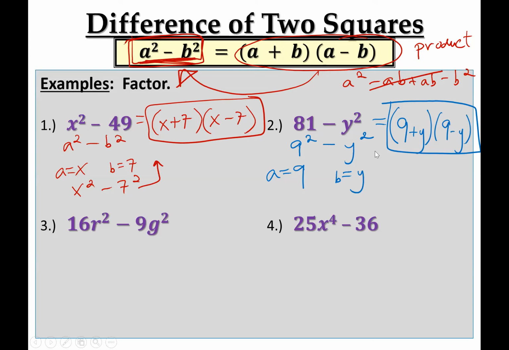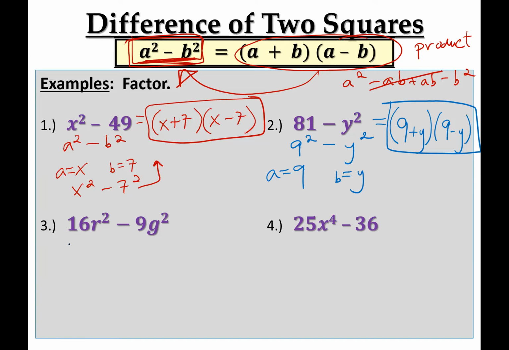Once again, you could check using FOIL. All right, let's see a few more. Number 3, 16r squared minus 9g squared. Now we have a problem that has more than one variable and more than one number. So let's recognize each of these numbers as a perfect square.